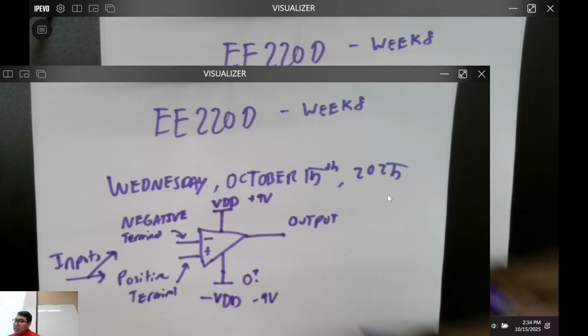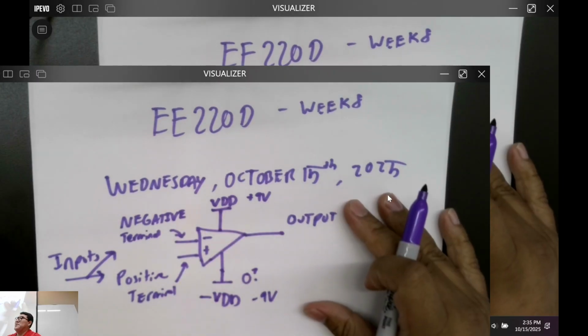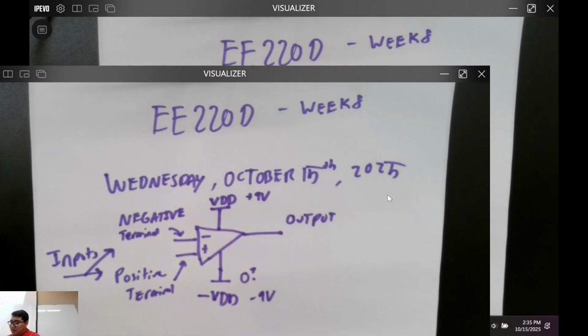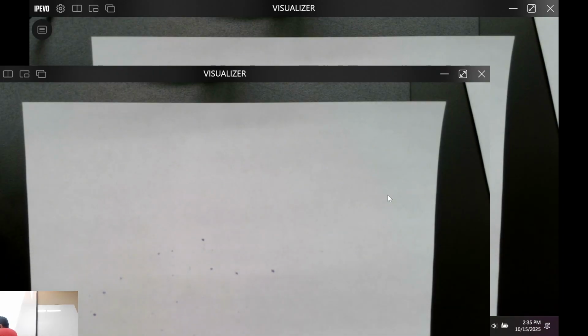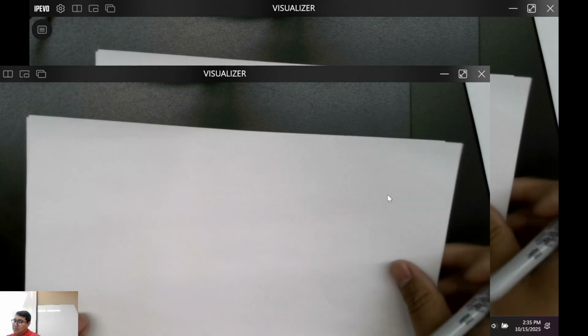So this is just the basic fundamental of an op-amp, all right? So what are some other properties you guys know about op-amps? We don't know because we just studied it. All right, don't worry. Let me show you.